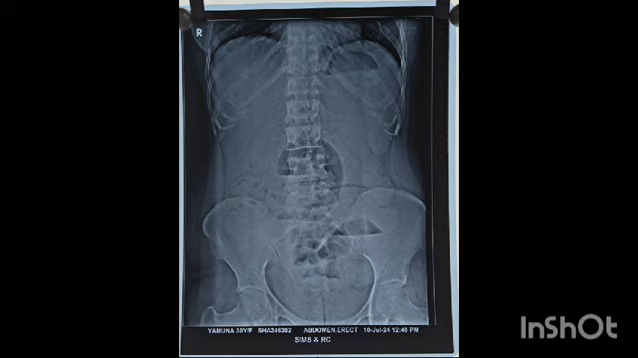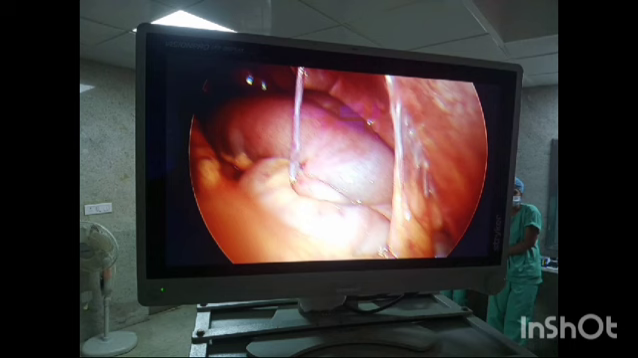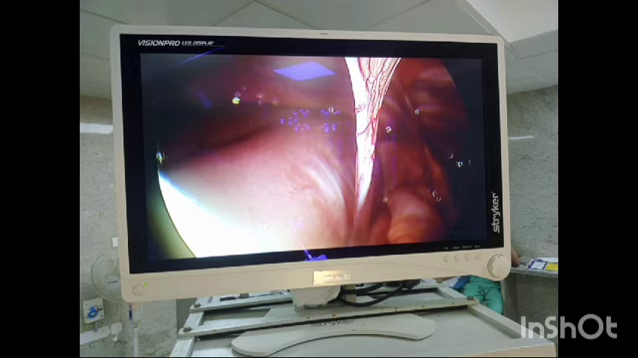A 36-year-old female presented with pain and vomiting since 4 days. Two episodes of bilious vomiting were present daily. In view of the vomiting and pain abdomen, she was unable to take anything orally.